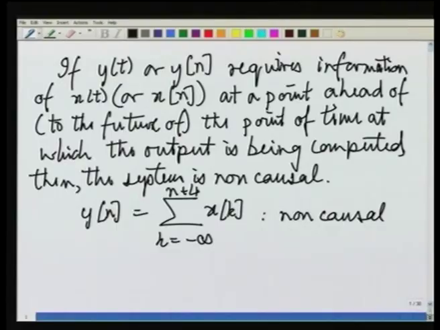Now, the family of systems which are causal are the only ones that are realizable in practice, for which a circuit can be made or for which an algorithm can be written. Because for any system in which the entire input signal is not available a priori and only comes in continuously, it is not possible to make the output depend on parts of the input signal that are yet to arrive.